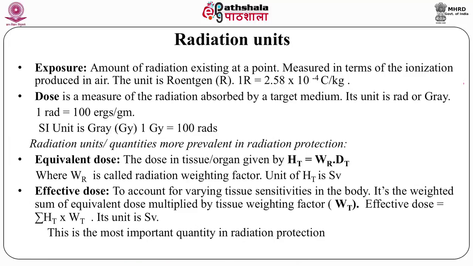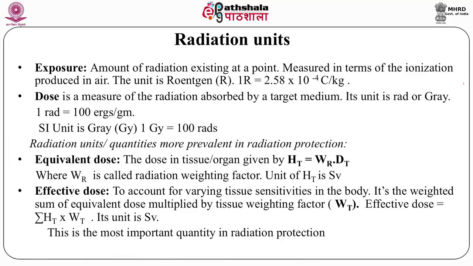But the most relevant radiation units and quantities prevalent in radiation protection are equivalent dose and effective dose. What is an equivalent dose? When the absorbed dose, which was measured in gray, is multiplied by a factor called the radiation weighting factor, or WR, it is called equivalent dose. And why has this radiation weighting factor come? Because different types of radiation have different biological effects for the same amount of dose absorbed. That is why each type of radiation has been assigned a radiation weighting factor. And in radiation protection, we are bothered about radiation effect. That is why when the absorbed dose is multiplied by the radiation weighting factor, it is called equivalent dose.